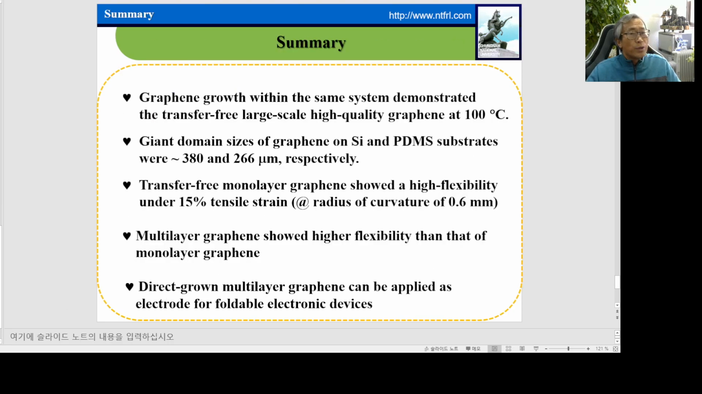From this data, we conclude that we can grow transfer-free graphene with high quality, large size, and large domain size at 100 degrees C. This has very high flexibility, and multilayer graphene has higher flexibility than monolayer graphene. Thank you very much.